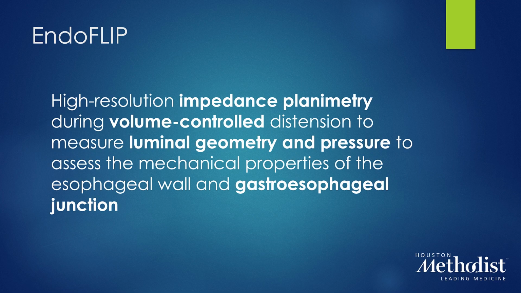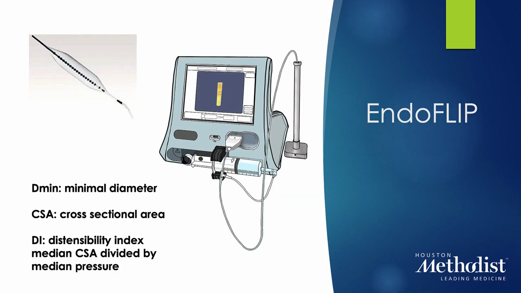EndoFLIP is high-resolution impedance planimetry that measures the luminal geometry and pressure during volume-controlled distension to provide mechanical properties of the esophageal wall and gastroesophageal junction. It is composed of a balloon catheter with sensors that are attached to the machine that provides information about minimal diameter, cross-sectional area, distensibility index, and pressure across the gastroesophageal junction.